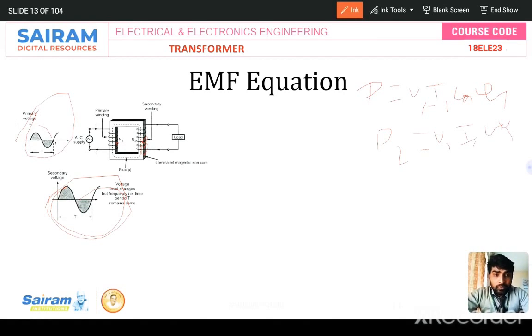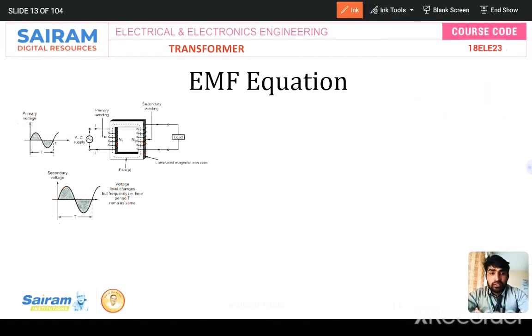So for your remembering purpose, I'll give you one logic, okay? Supply is given to the primary side, that is voltage V1. Due to V1, I1 will flow. Due to voltage, current will flow through this conductor, right? And due to I1, flux phi 1 is produced, right? Due to phi 1, the flux induces EMF E1. This V1 and this E1 are the same, because the self-induced voltage is also E1.